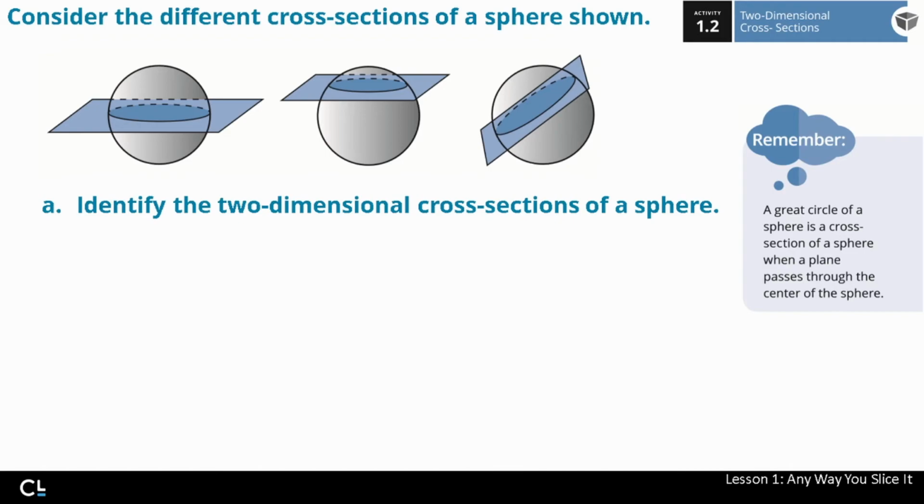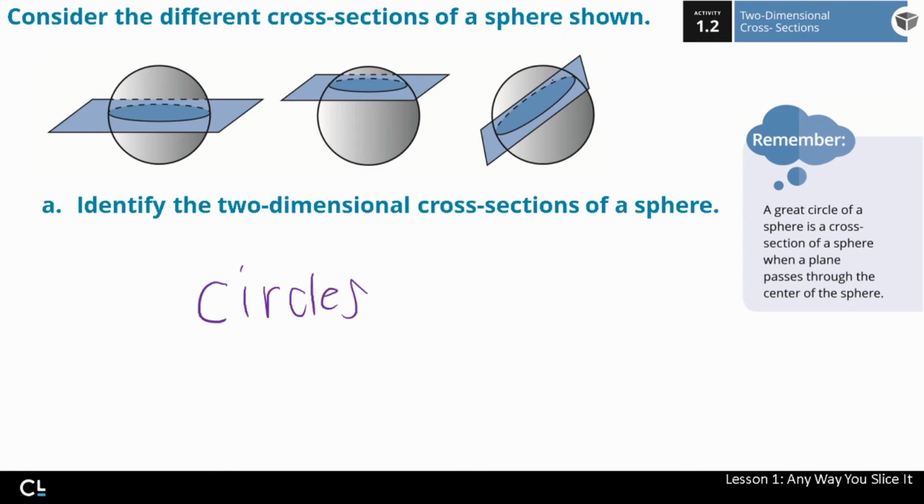So here we could see a lot of these ideas put in use, but now with the sphere. It says, consider the different cross sections of a sphere shown. Identify the two-dimensional cross sections of a sphere. Well, no matter where we cut a sphere, what's going to happen here? All of them are going to give us circles, but they will be circles of different sizes, right?